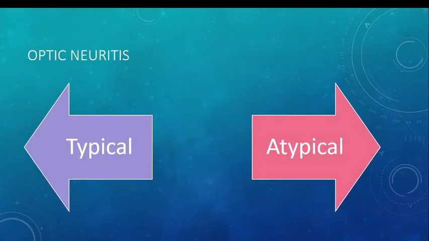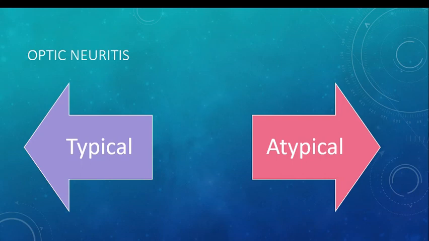Now, when a patient comes to you with optic neuritis, we have to see whether it is a typical optic neuritis or atypical optic neuritis. In typical optic neuritis, it is a younger age, that is a 20s or 30s age group female, white in ethnicity, who has a vision loss which starts first and then increases over 1 to 2 weeks. After 2 weeks it will decrease.